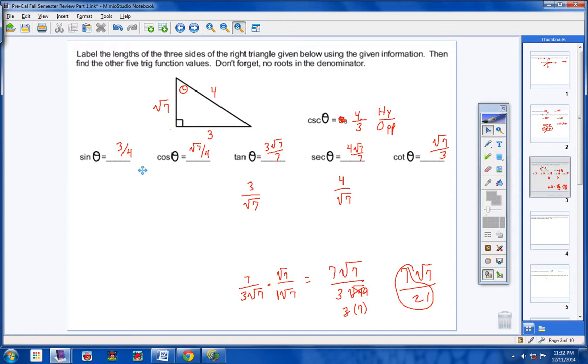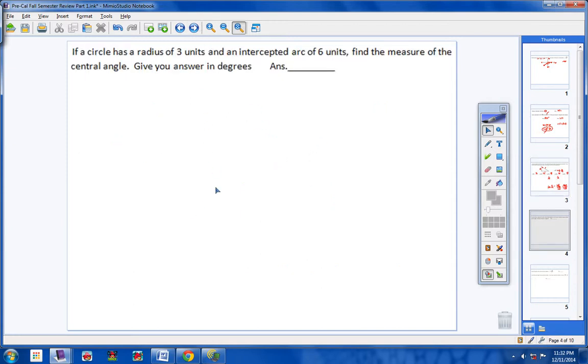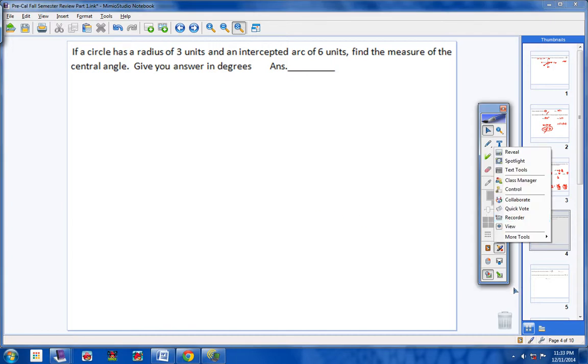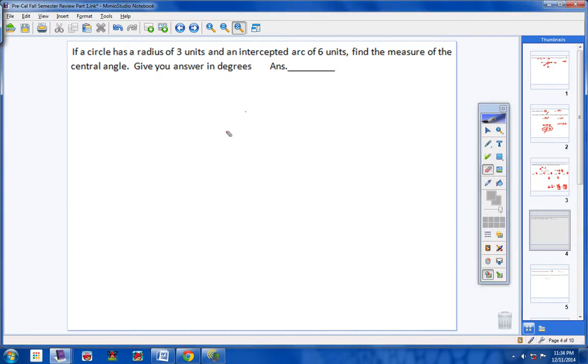So make sure you know how to do this. This is pretty basic trigonometry, but make sure you know how to do this. Alright, moving on. If a circle has a radius of 3 units and an intercepted arc of 6 units, find the measure of the central angle. Give your answer in degrees.